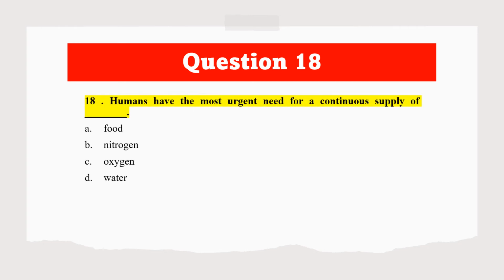Number 18. Humans have the most urgent need for a continuous supply of food, nitrogen, oxygen, or water. Humans need oxygen.